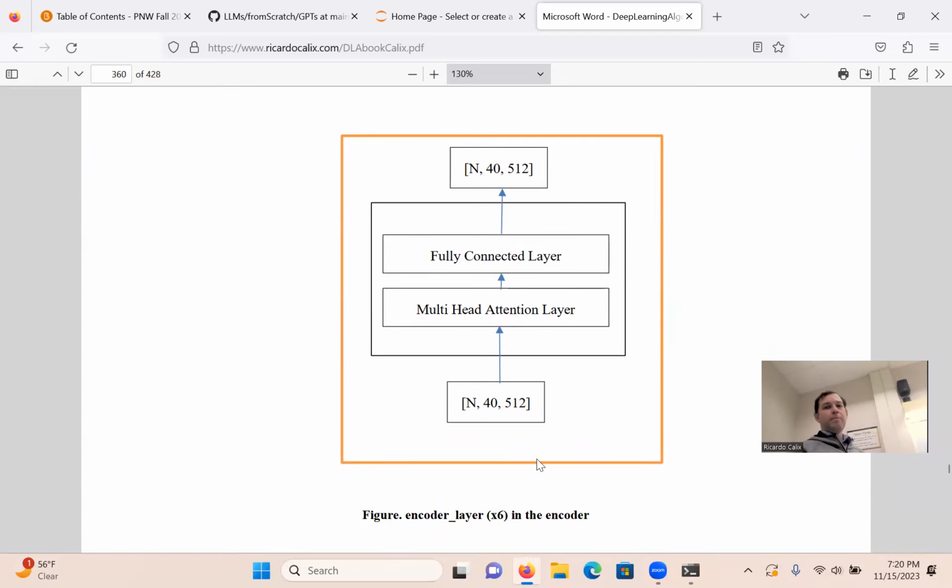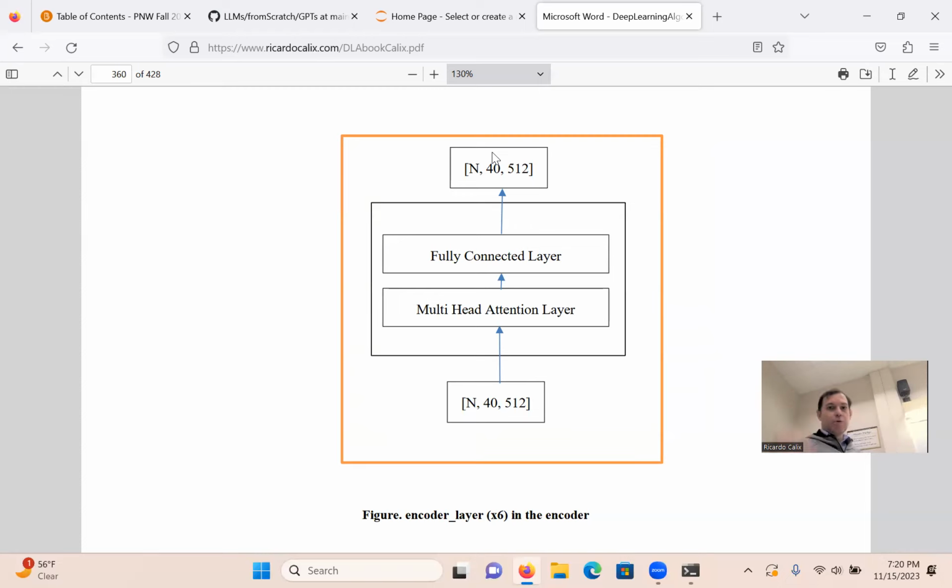So notice, you have your 40 by 512, right? Remember, the N is just a batch, so it could be 1, 32, 16, whatever you want. You can almost forget about it and just think it's 1. And so it's just 40 by 512. And the output is always 40 by 512, but it's an embedding.